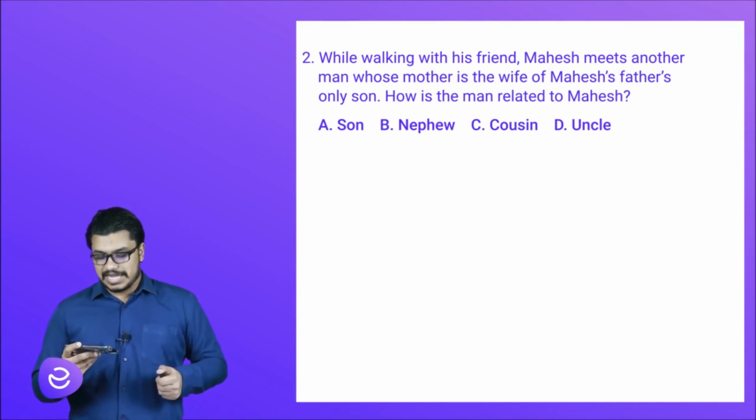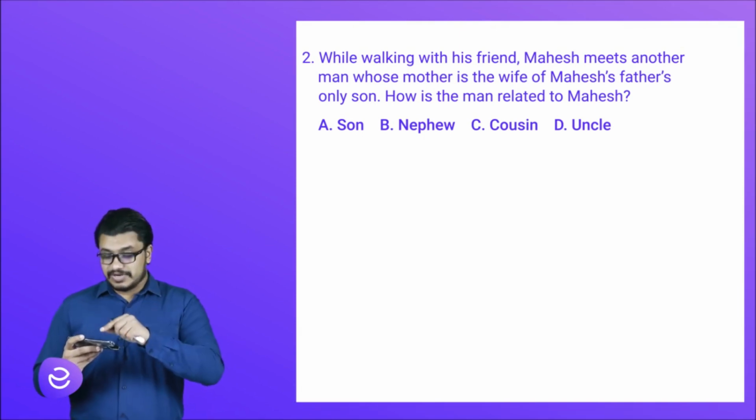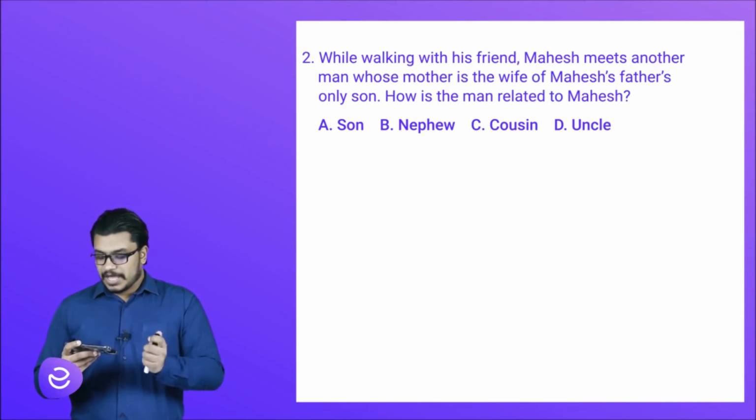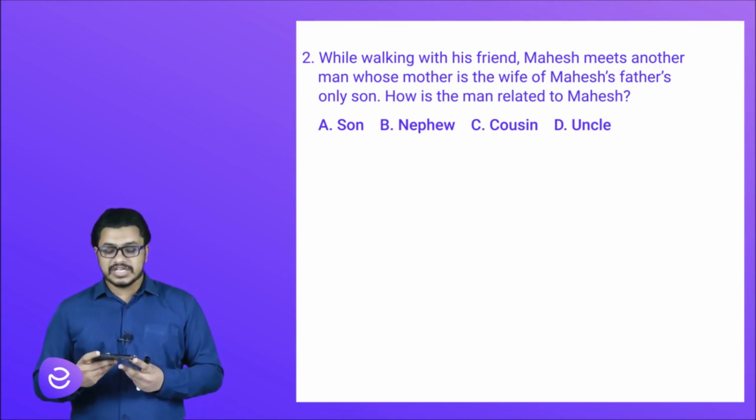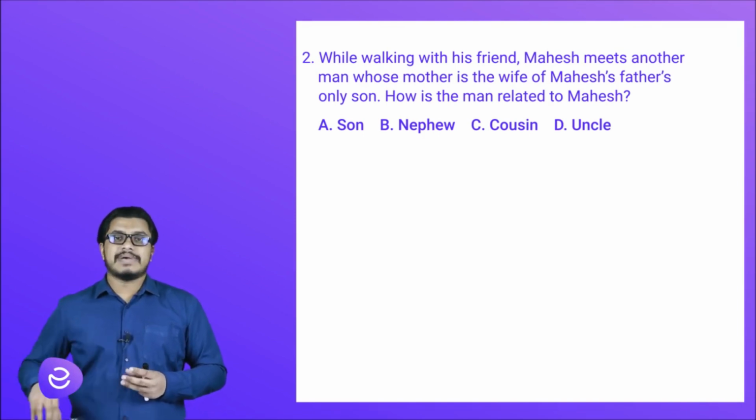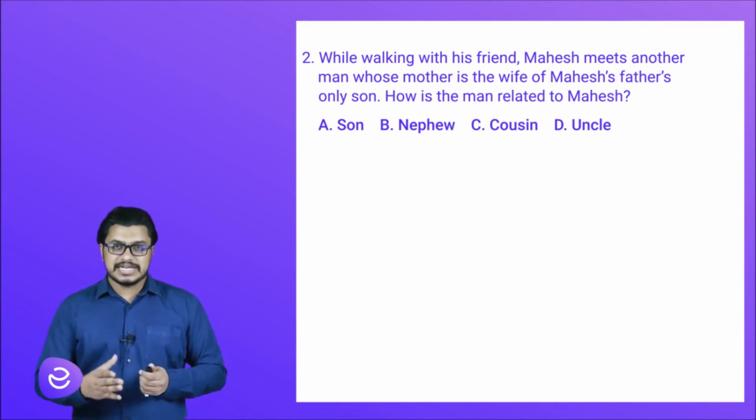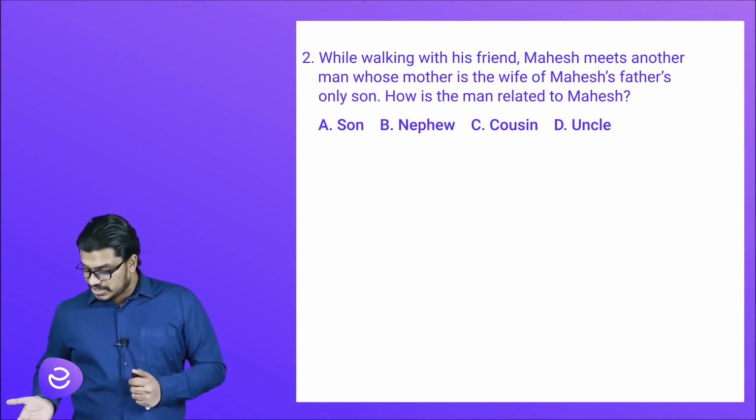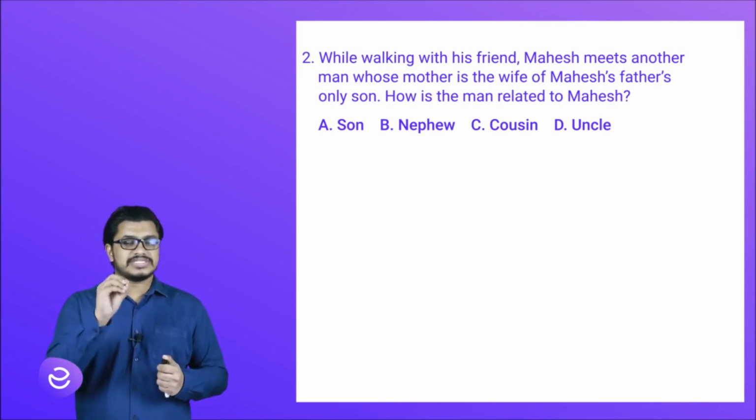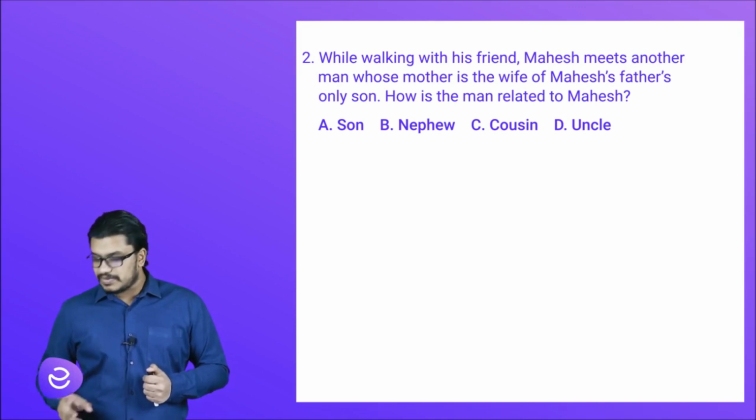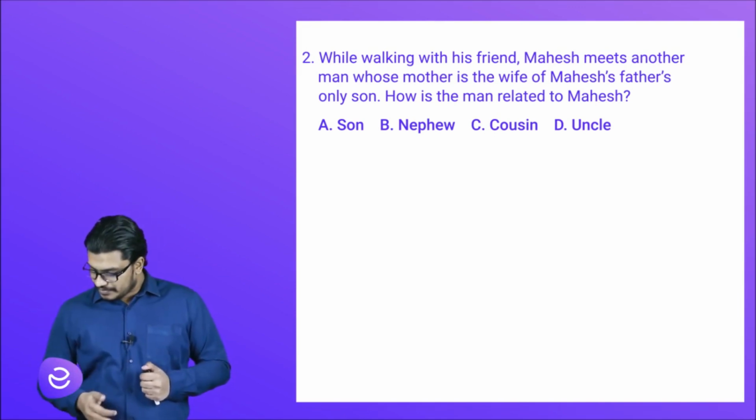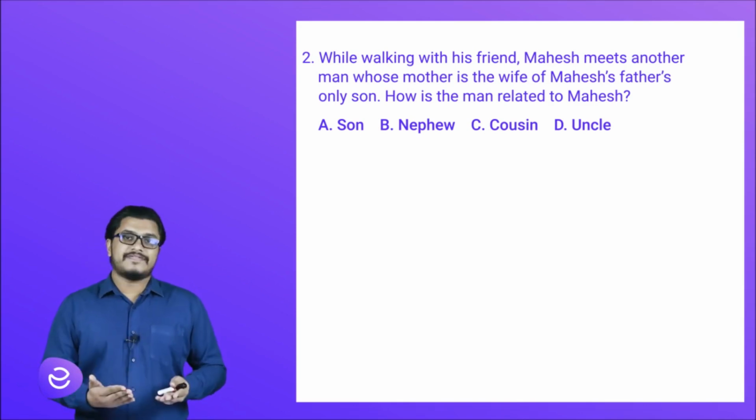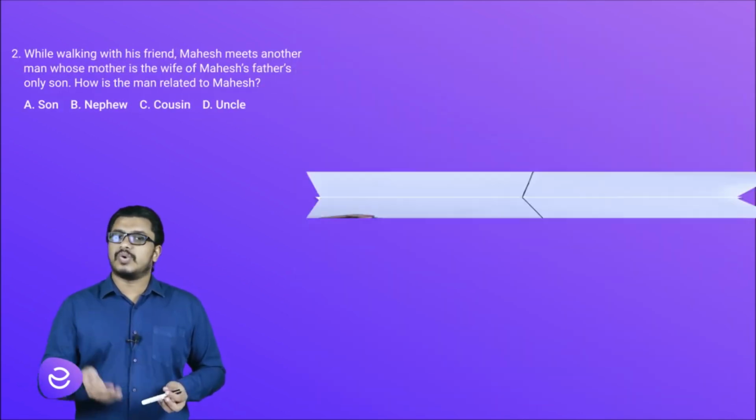Mahesh meets another man. So the relationship is between Mahesh and this another man, whose mother is the wife of Mahesh's father's only son. So how is the man related to Mahesh? As I said, here the relationship is not between Mahesh and the other speaker. The other speaker is just his friend. Here the relationship is between Mahesh and a man. So Mahesh meets another man whose mother is the wife of Mahesh's father's only son.